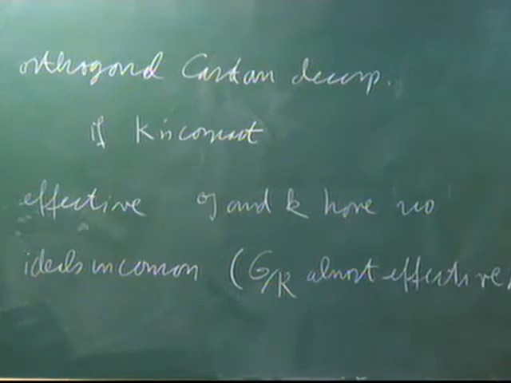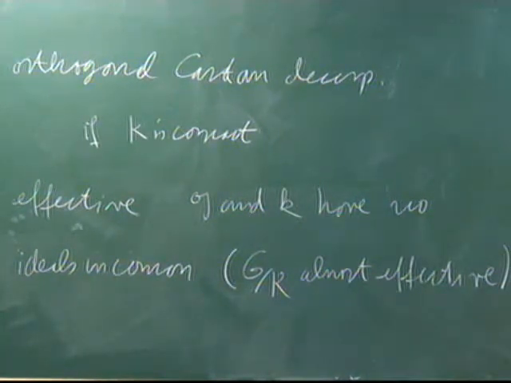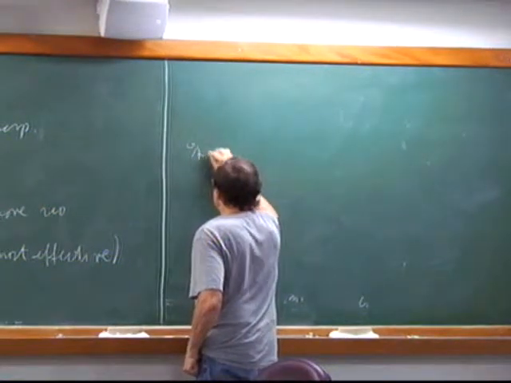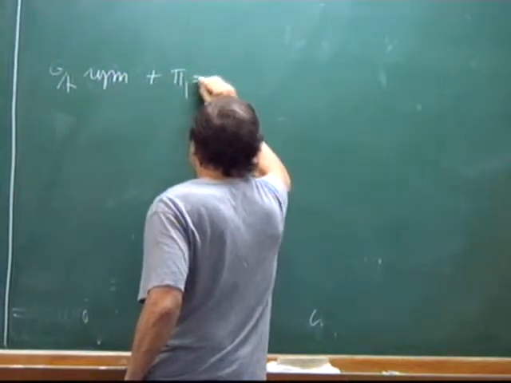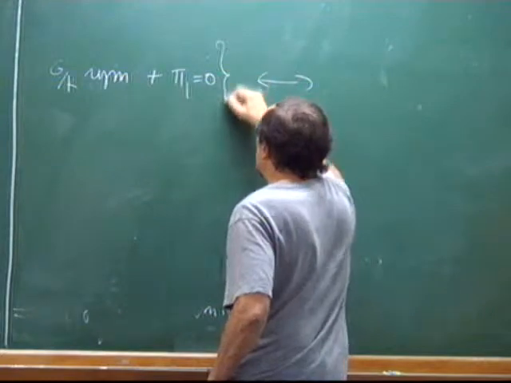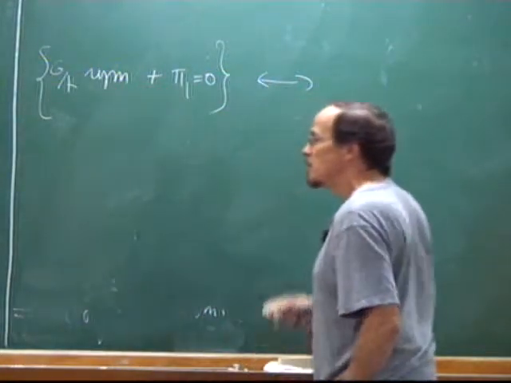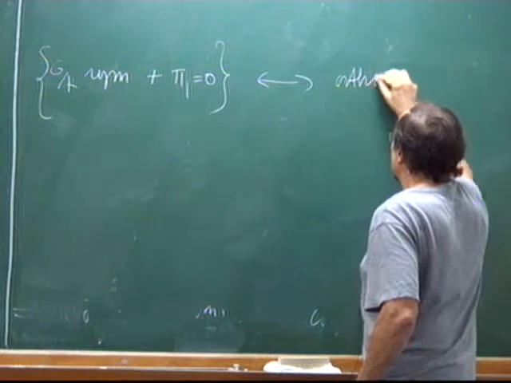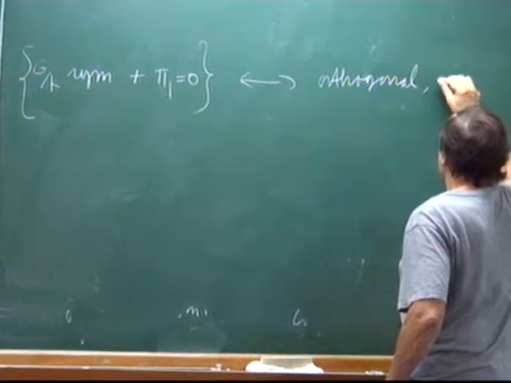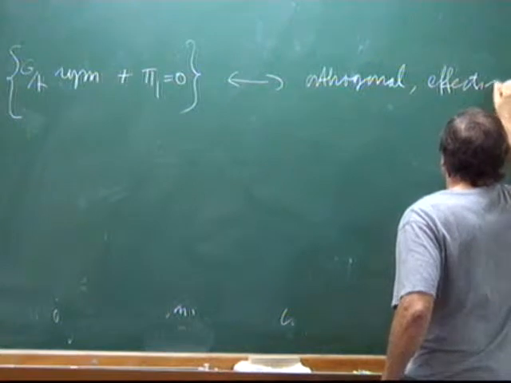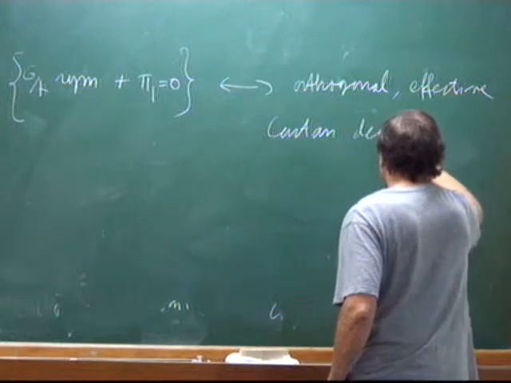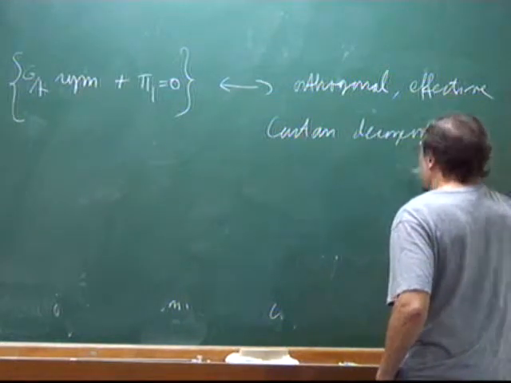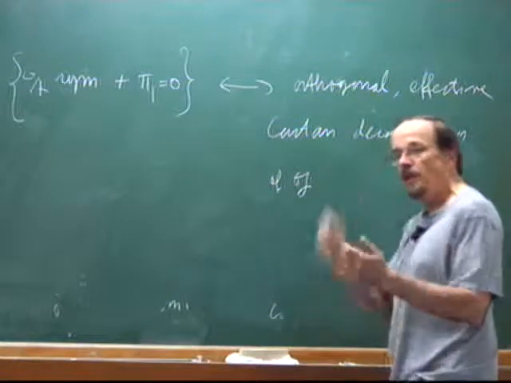So that means, putting everything together, there's a one-to-one correspondence between G mod K, symmetric and simply connected, and orthogonal, effective Cartan decompositions of Lie algebras, of any Lie algebra g.